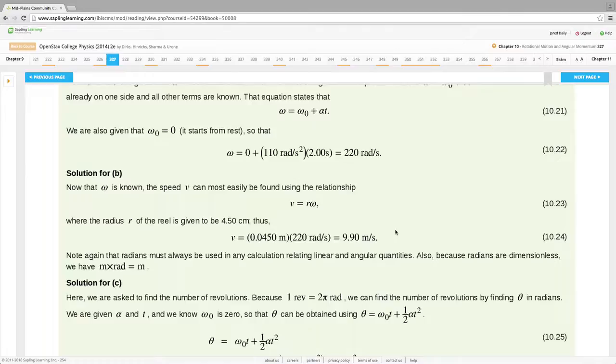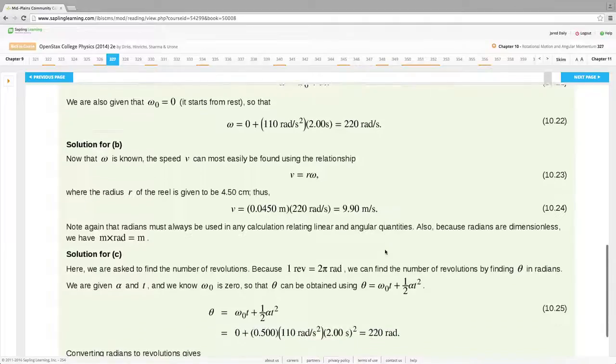And then what is the speed after those 2 seconds? The speed of the string going off is the tangential velocity, which equals r times omega. That r is the same r that we haven't used yet, but it's given above. It turns out it's 0.045 meters, or 4.5 centimeters. We multiply that radius times the angular velocity, and we get an actual linear velocity that the line is coming off at of 9.9 meters per second.